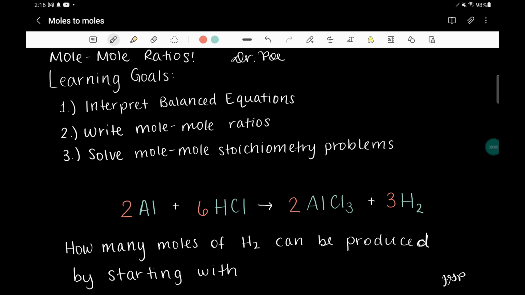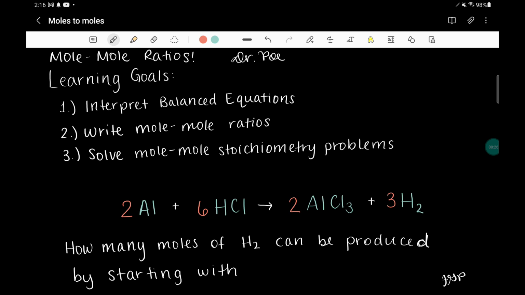Hey everybody, and welcome to some stoichiometry, which probably has you terrified, but it's really not that bad. We're going to get to the heart and soul of stoichiometry today by discussing these mole-mole ratios. When you're given moles of one compound and you're looking for moles of some other compound, those are what these questions are going to look like.